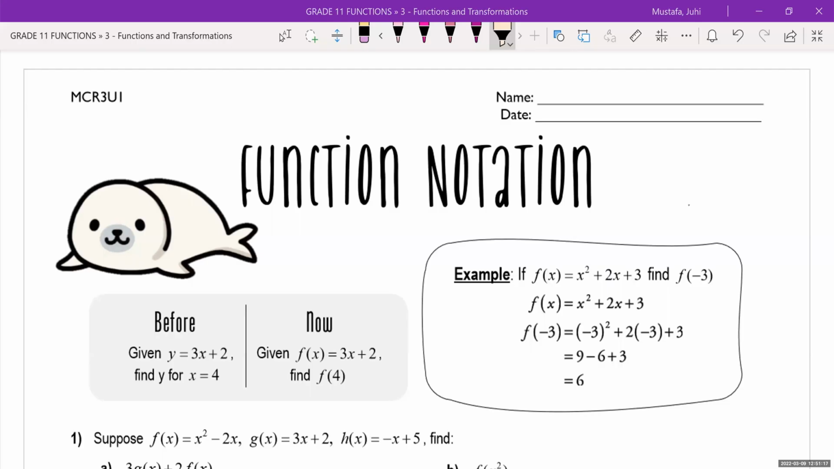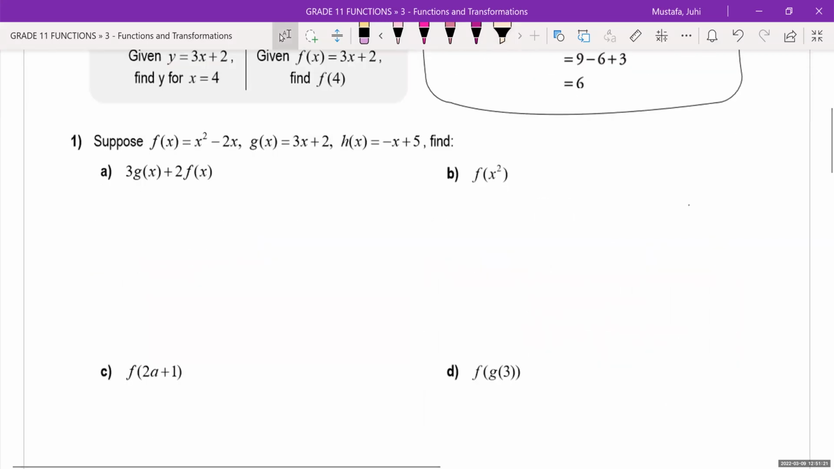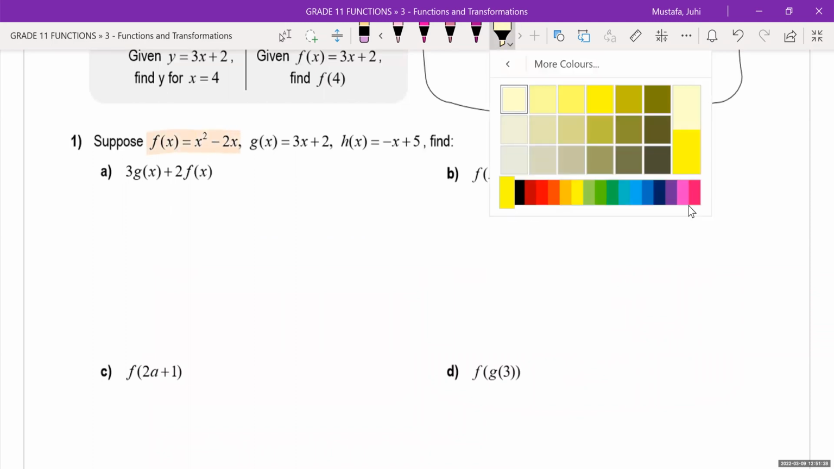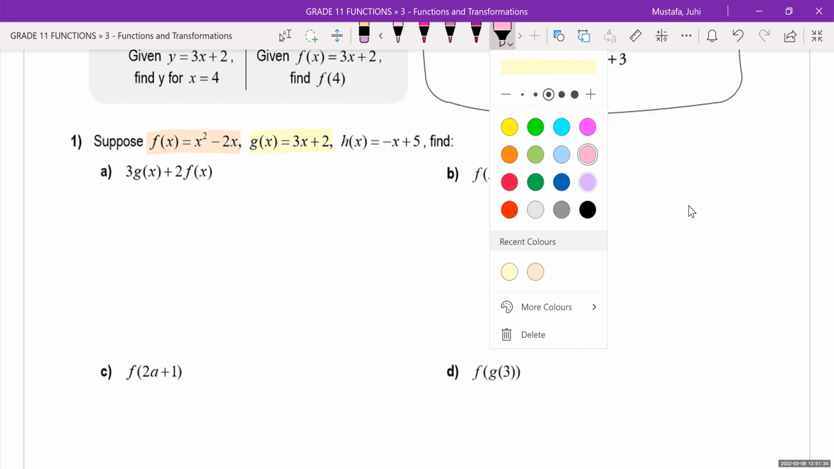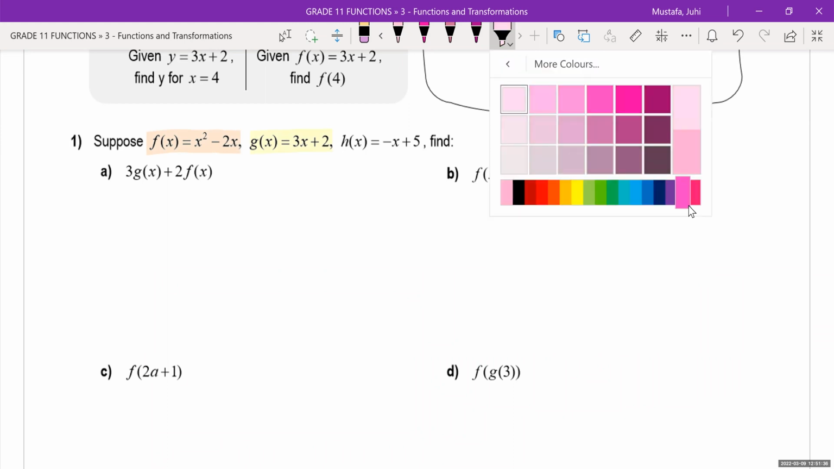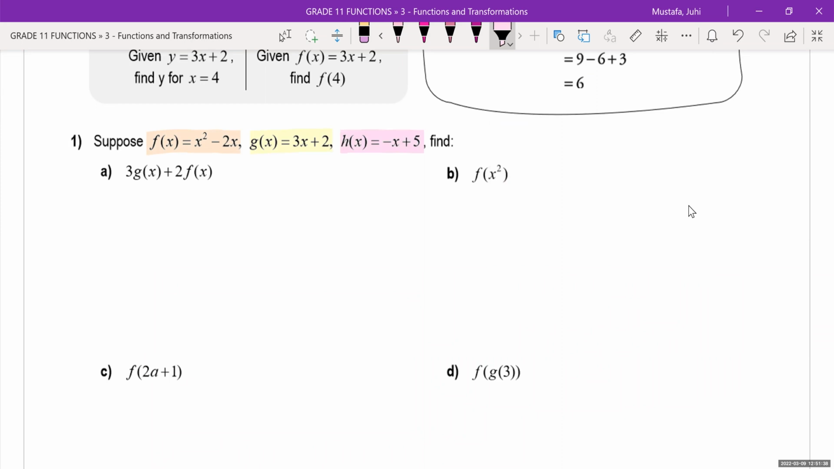Okay, so more function notation. The examples are there. Let's get right into question number 1. Question number 1 says f of x is equal to x squared minus 2x, and then g of x is equal to 3x plus 2. That's a second function. And the last one is h of x is equal to -x plus 5. Depending on what the question is asking us for, we're going to be selecting which one of these functions we're going to use when we answer. So let's look at the first one.